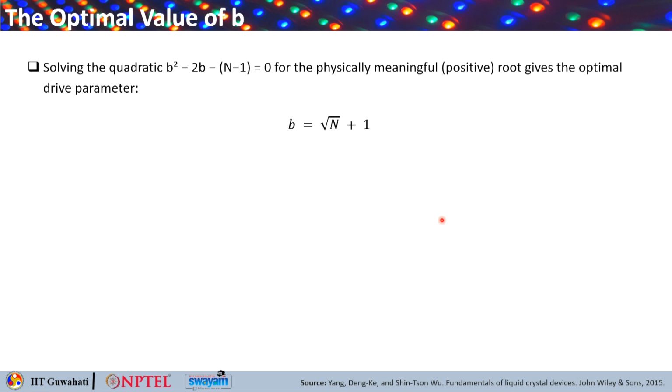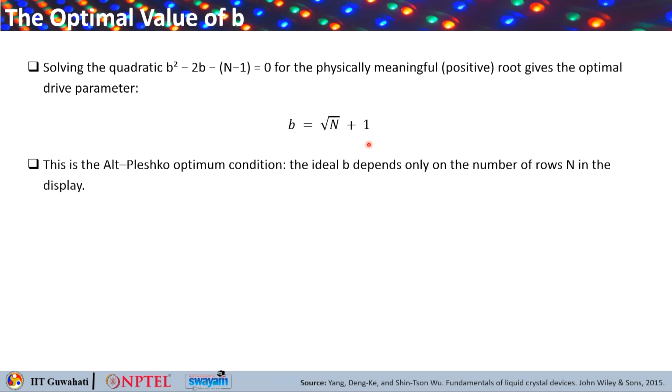So how do you find the optimal value of B? You need to solve this quadratic equation, b square minus 2b minus n minus 1 equals 0, for getting a physically meaningful positive root for the optimal drive parameter. From this you can obtain that B equals square root of n plus 1. This is basically known as the Alt-Plesko optimum condition, and the ideal B depends on the number of rows n in the display.